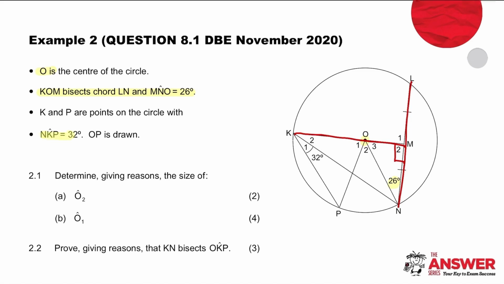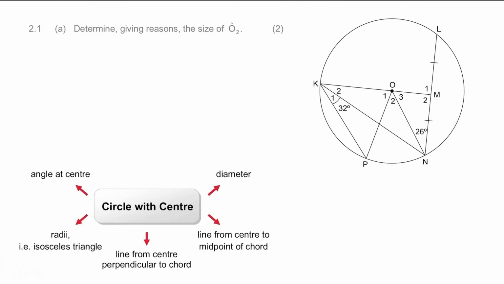Finally, we are going to process one more angle. Angle NKP is indicated on the sketch, and everything else we will figure out as we go. So we know what the gist is of the information we've been given. In question 2.1, we are asked to determine with reasons the size of angle O2.